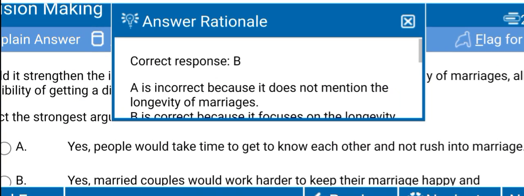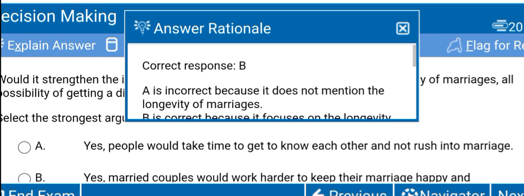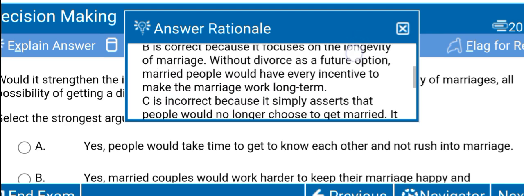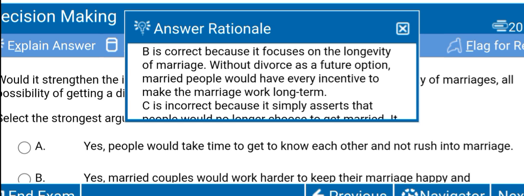So option B is correct and option A is incorrect because it does not mention the longevity of marriages. Option B is correct because it focuses on the longevity of marriage without divorce as a future option. Married people would have every incentive to make the marriage work long term.